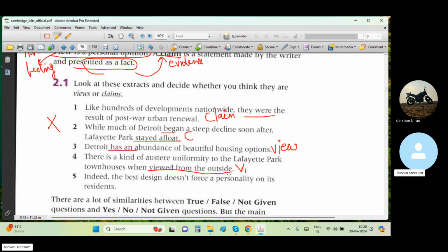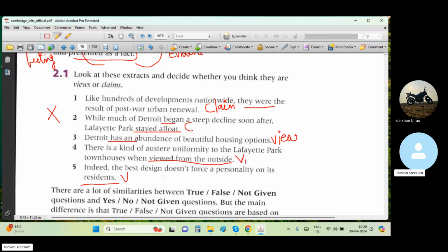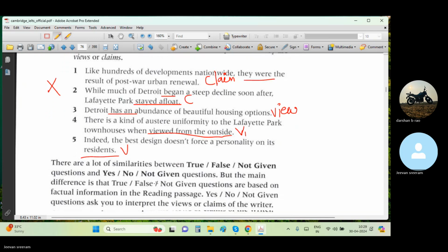Let me write V in short. Indeed, the best design doesn't force a personality on its residents. It is also the author's opinion, to justify why townhouses are great, because they allow the residents to modify them as they wish. Right? Doesn't force a personality on its residents is the author's feeling or the author's opinion. So that is also V. So things that have already happened are mostly considered claims because they are facts.